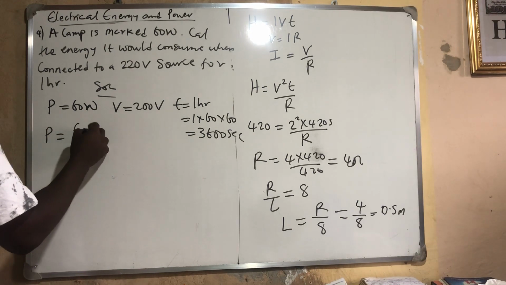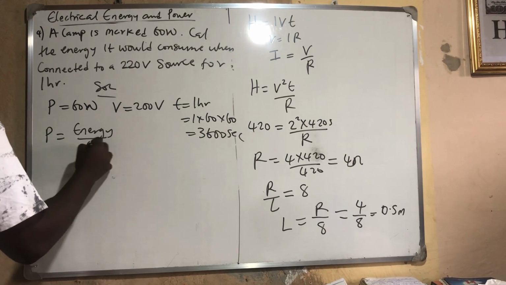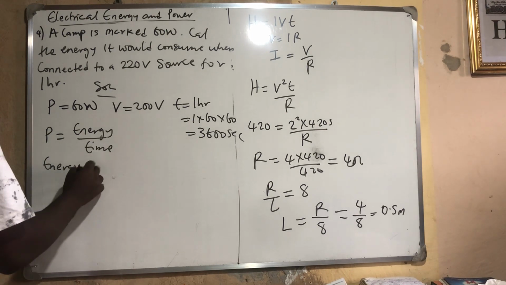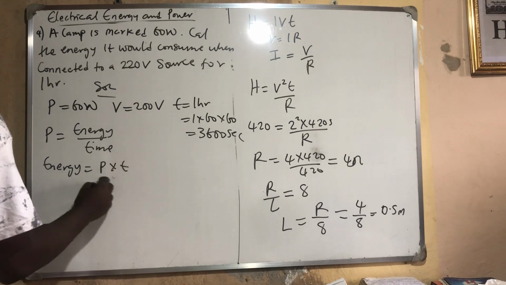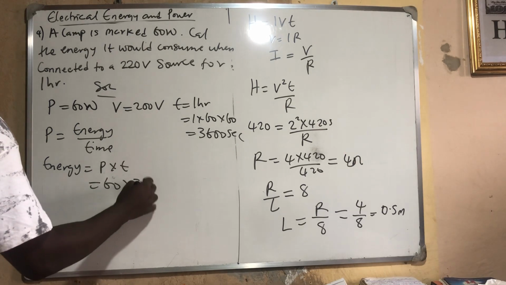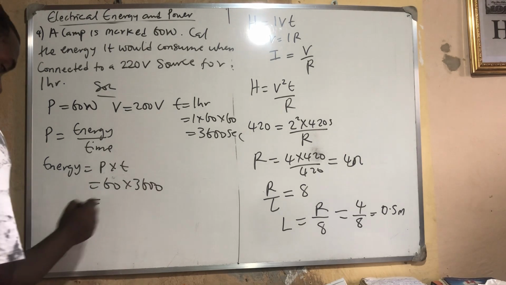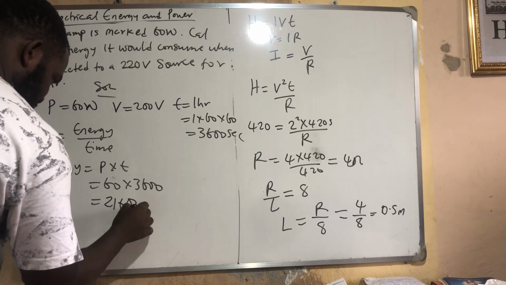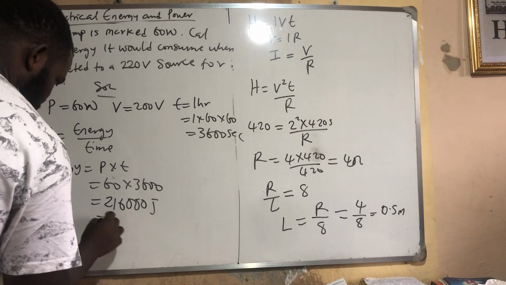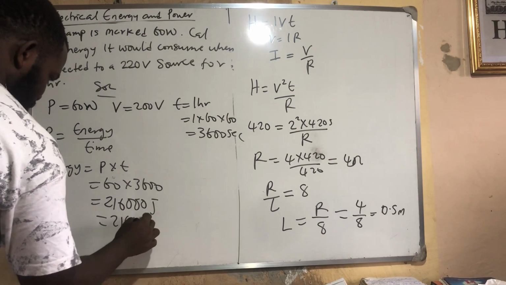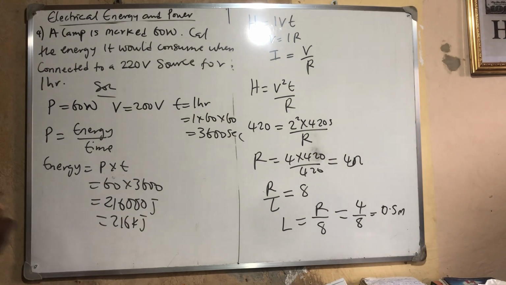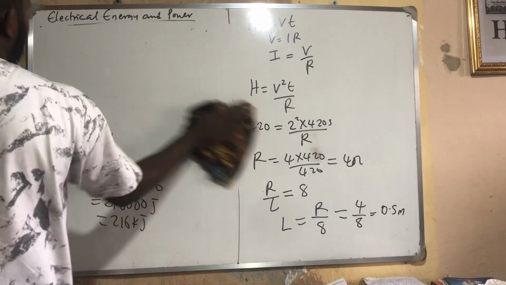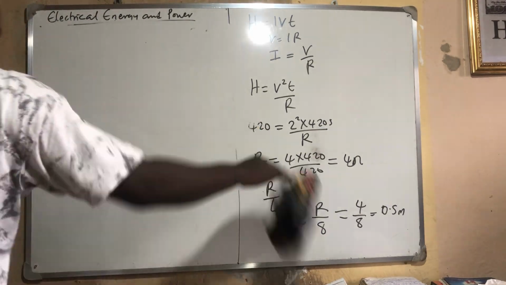So I know that power is equal to energy over time. So my energy is equal to power times time, which is 60 times 3600. So what do you have? You have 216,000 joules, which is 216 kilojoule. Very simple. We don't need the volt for anything. We are not voting for anybody, so we don't need it for anything.